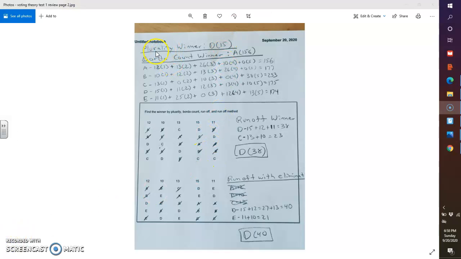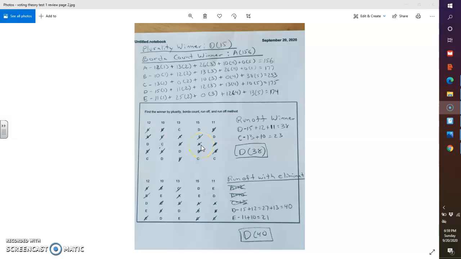All right, so as we said, the plurality winner is D, 15, because D has the most first place votes. So the Borda count winner, now we've got to kind of go through everybody. So I start with A, and A has 12 first place votes, so it's 12 times 1. A has 13 second place votes, so it's 13 times 2.